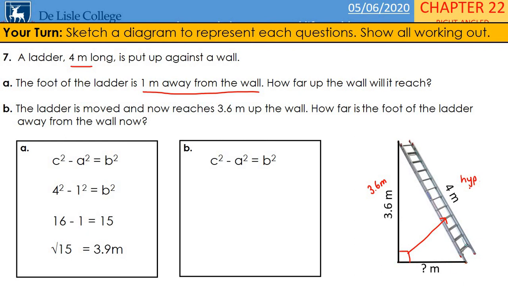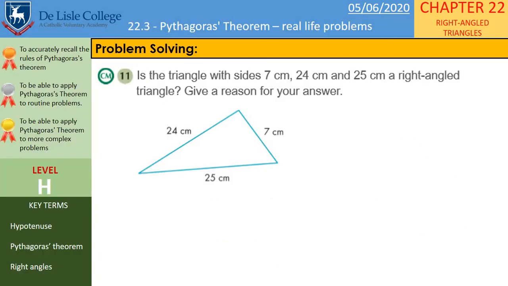Well, again, that's the hypotenuse, isn't it? So we're still looking for a shorter side, so we're still using the same formula. 4 squared subtract 3.6 squared, so that's your calculation, and it's 1.7 meters. So just a slight change in height has quite a big effect on the distance here. Okay, well done. Right, please pause the video and have a go at this question for me.